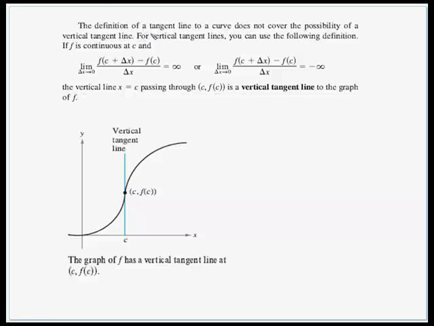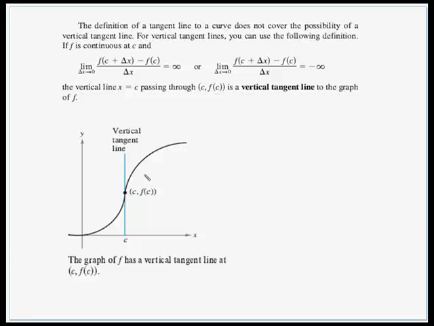The definition of a tangent line to a curve does not cover the possibility of a vertical tangent line. For vertical tangent lines, you can use the following definition. If the function f is continuous at point c and the limit as delta x approaches 0 of this is equal to infinity or negative infinity, the vertical line at x equals c passes through this point, and that is a vertical tangent line to the graph.